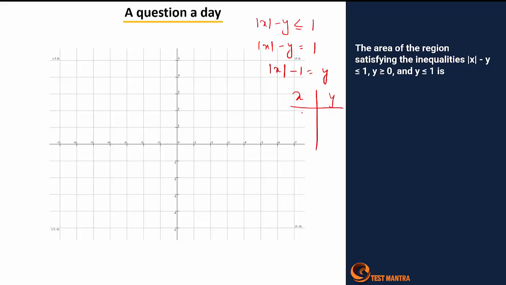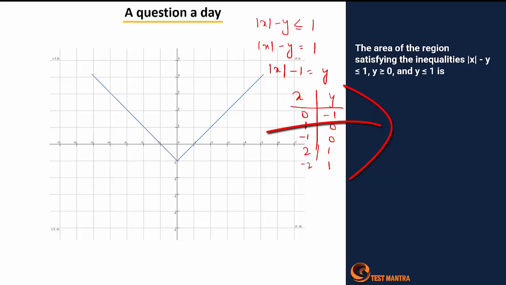Assuming we take x as 0, the value of y is supposed to be minus 1. If I take x as 1, the value of y is supposed to be 0. If I take x as minus 1 also, the value of y is supposed to be 0. Then if we take x as 2, the value of y will be 1, and x as minus 2, it's again 1. That means I'm shifting the graph, in this case towards the downside. So my graph will be like this.